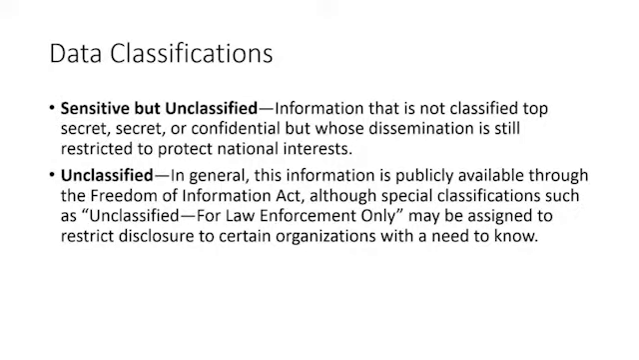And then we have unclassified, which is publicly available through the Freedom of Information Act, by the way. Now, it does have some special classifications, like unclassified for law enforcement only. So if you're not law enforcement, you may not be able to see that data. That could be assigned to restrict disclosure to certain organizations with, again, that need to know. So it is unclassified. It's supposed to be for everybody, but they put these special labels on there maybe for just law enforcement. So again, that goes back to that need to know.